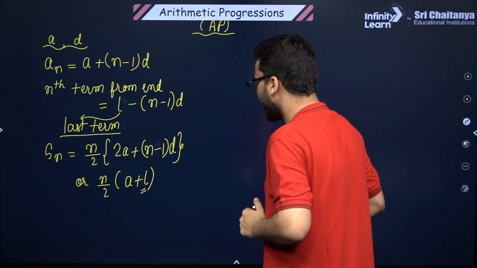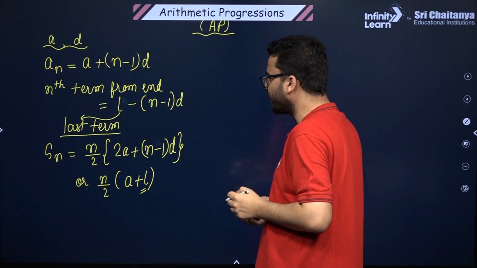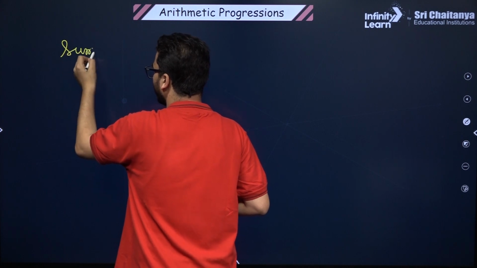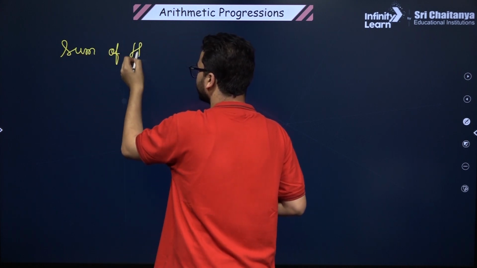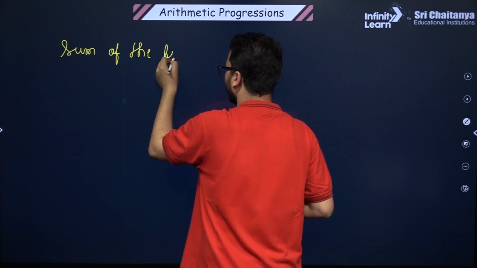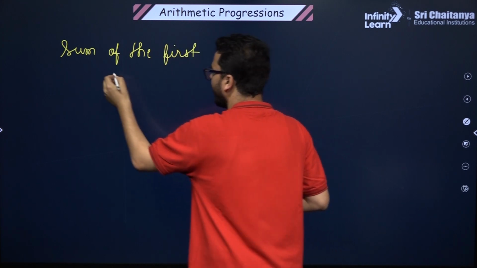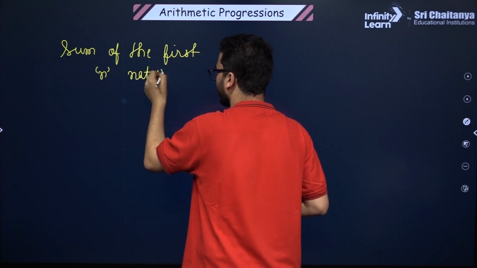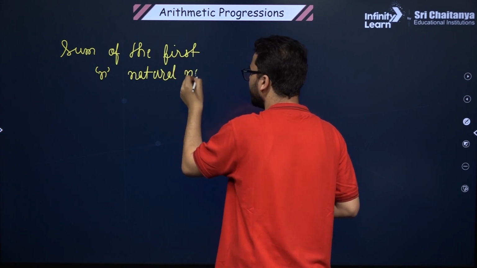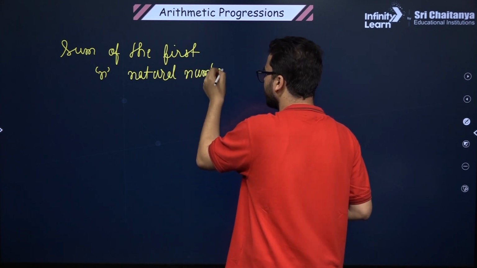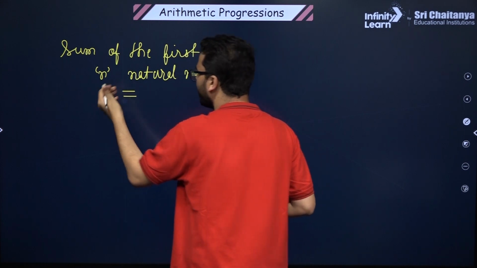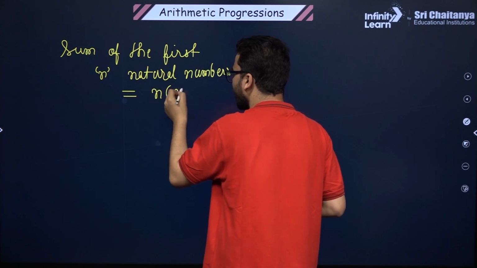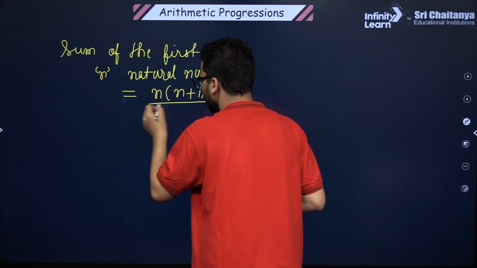Right. Now, there is one more formula which you have to see. That is sum of the first n natural numbers. So these formulae are derived using the normal formulae only to find the sum of the first n terms of an AP, but you must remember these formulae, right? So sum of the first n natural numbers is n into n plus 1 by 2.